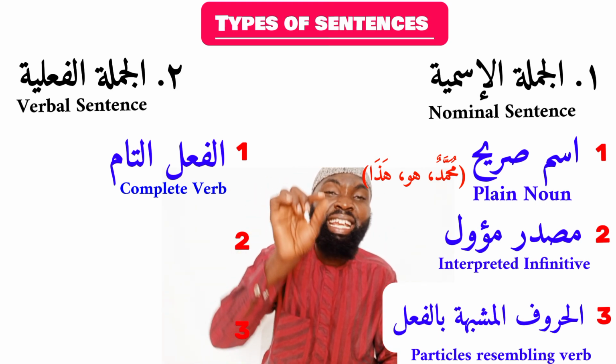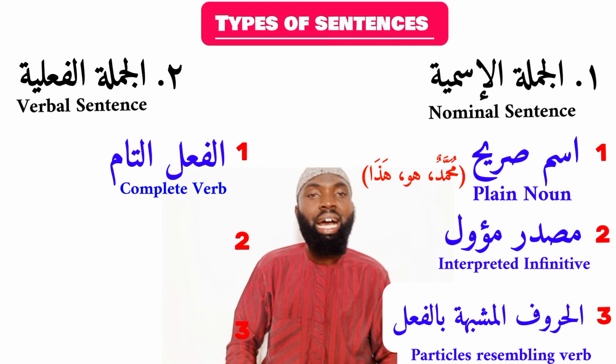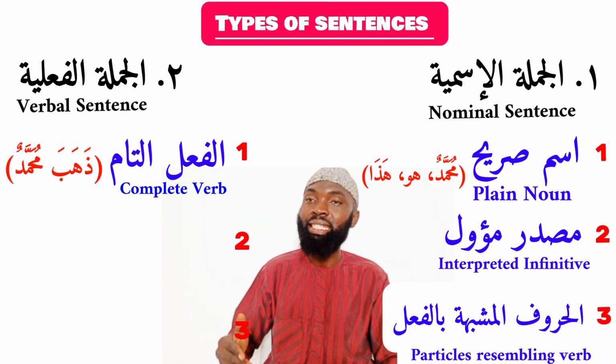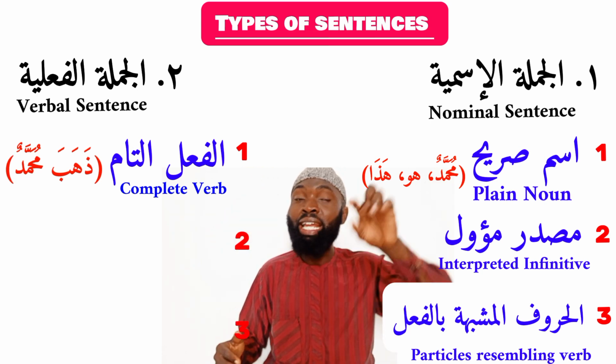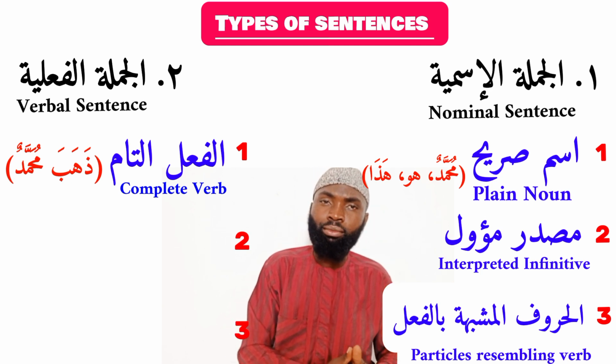which requires a doer, that is a performer of an action, a fa'il. An example is when I say ذهب Muhammad. Muhammad went. So Muhammad is mentioned there. The word ذهب is considered to be a complete verb.